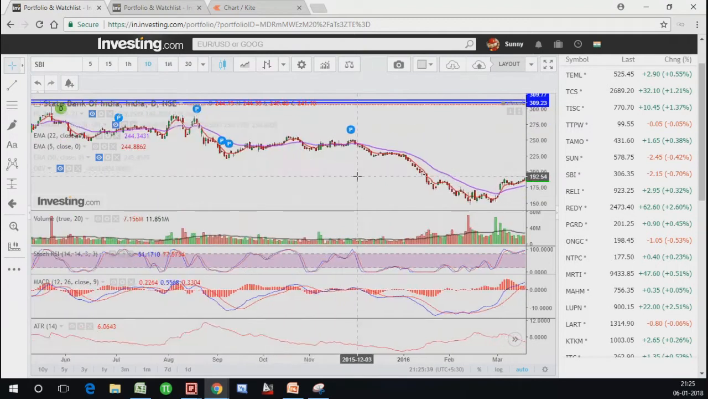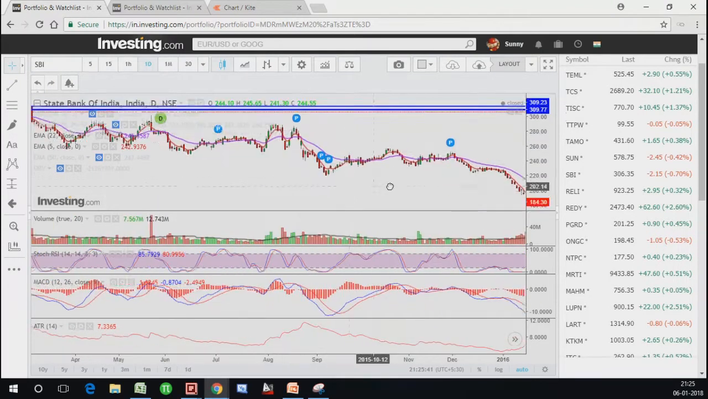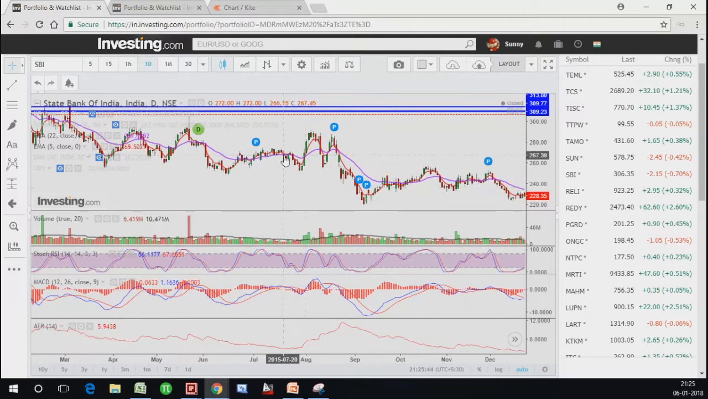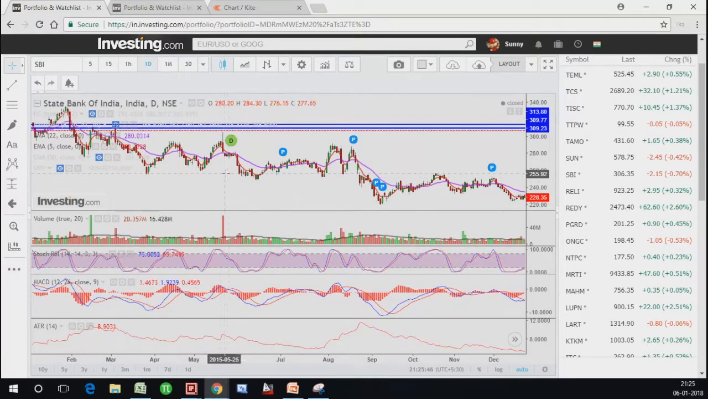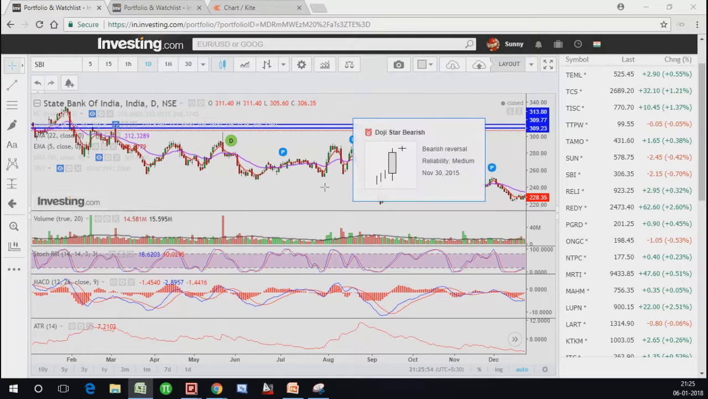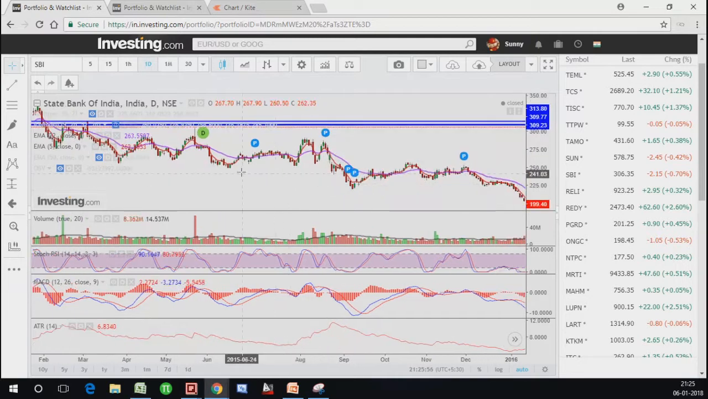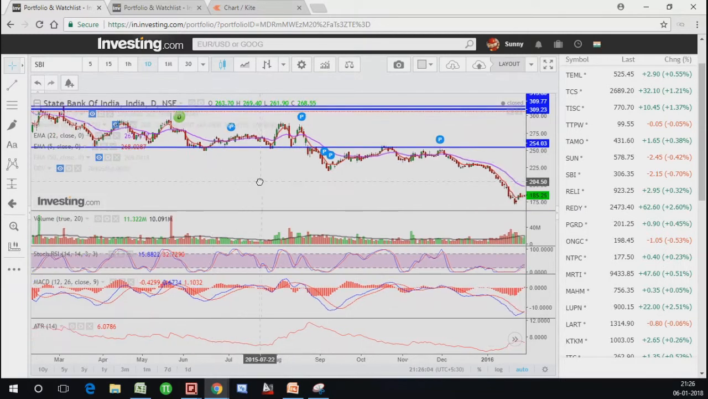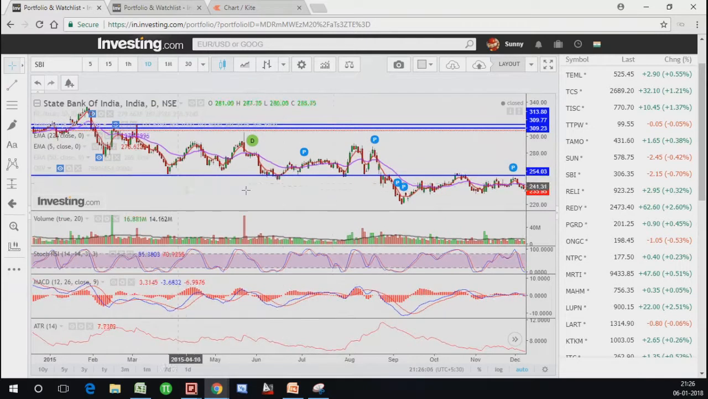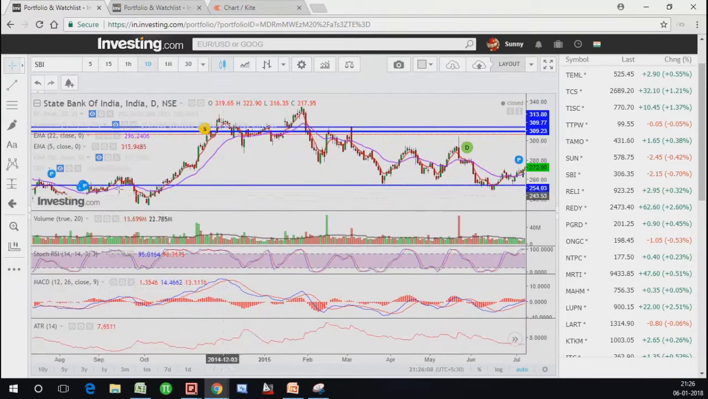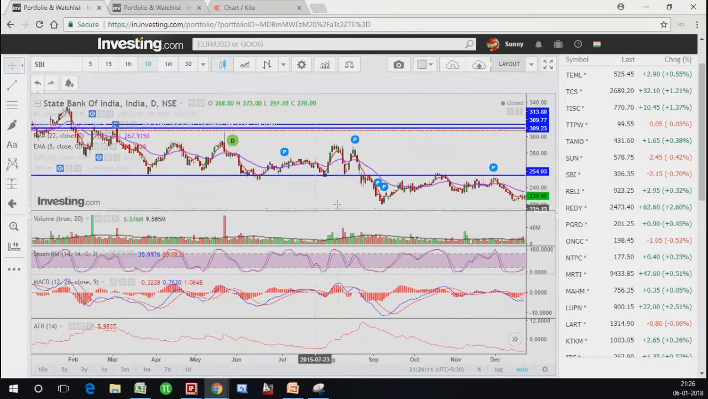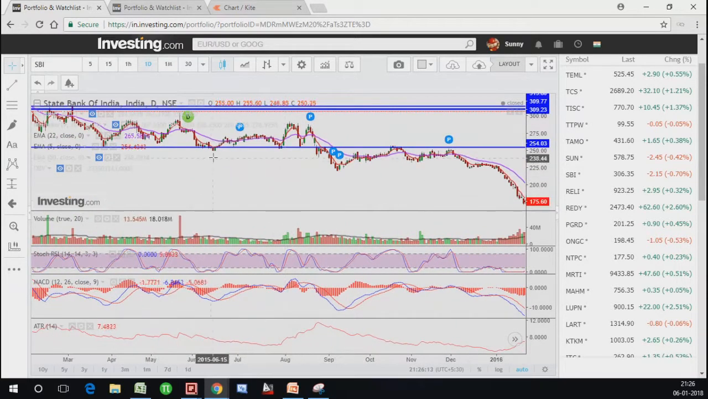Somebody asked me, how do you then identify false breakouts, right? If I'm telling you, okay, this is a support area, the price has some reaction at this level all through. So this is something which I'm saying, okay, this is a likely support area which I have identified.